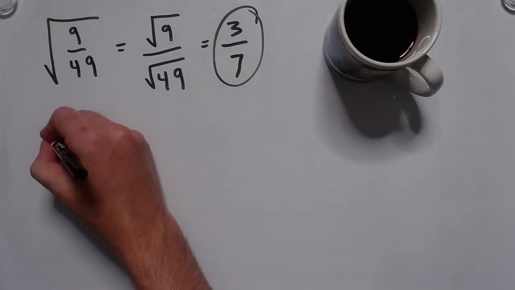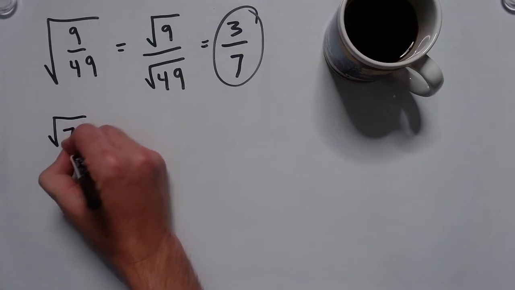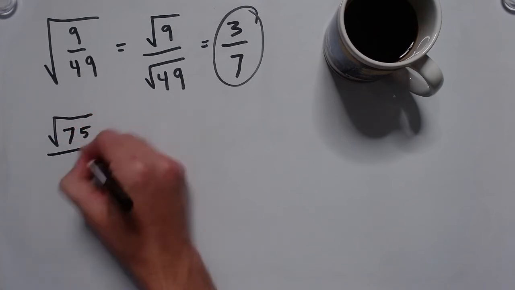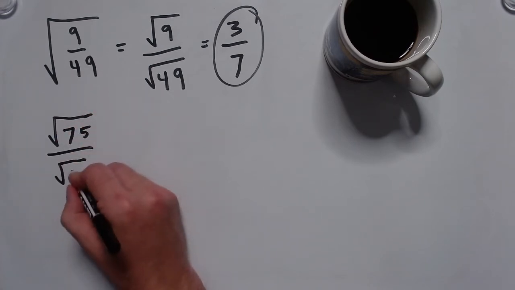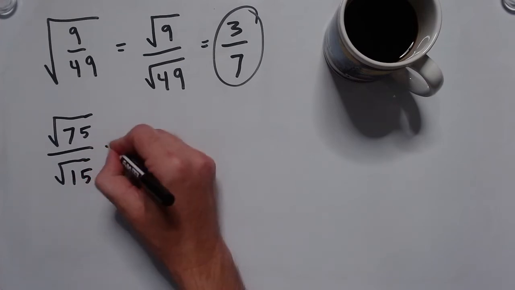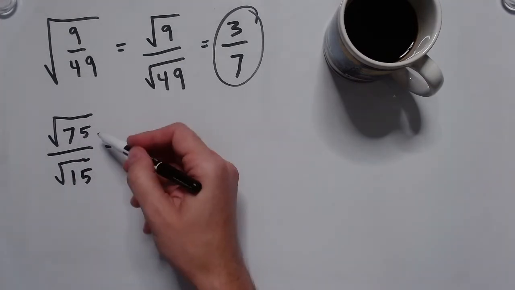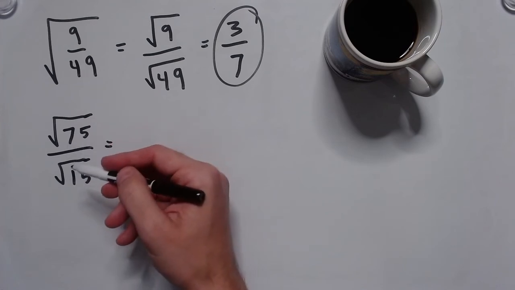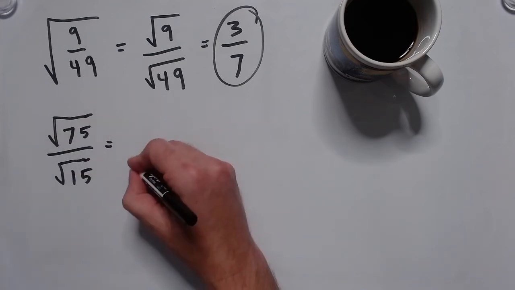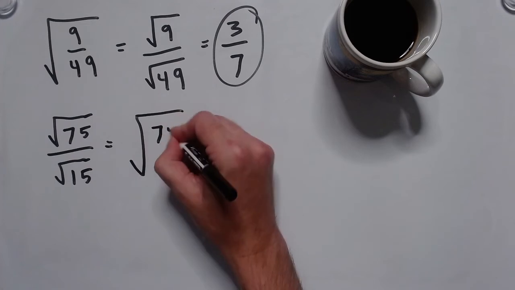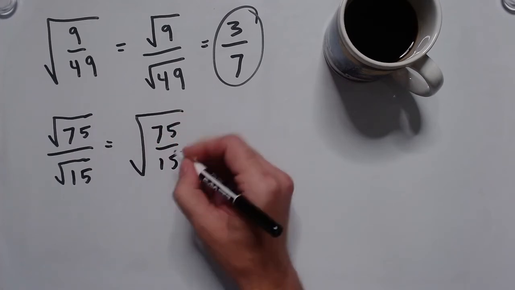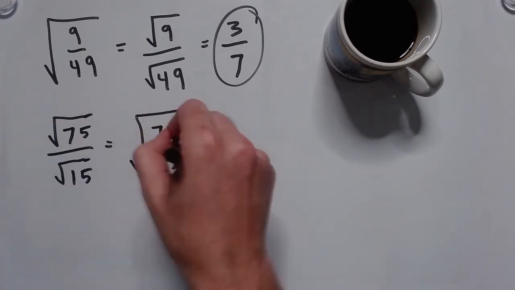Okay, let's try going the other way. We're going to take the square root of 75 over the square root of 15. Now, since we have a fraction with two radical expressions, we can treat it as one radical expression like this, 75 over 15. We're able to swap like this, going back and forth.